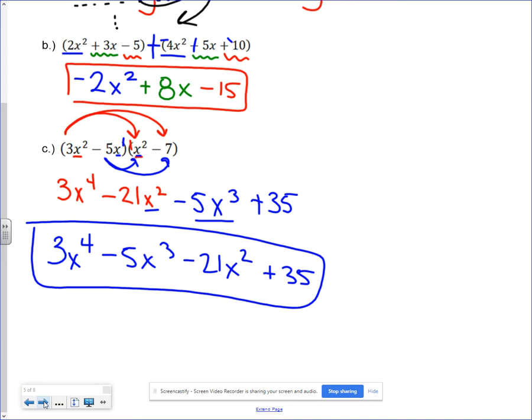So tomorrow, we're going to look at some more rules of exponents. But today, you're just going to be practicing these 4 that we went over.